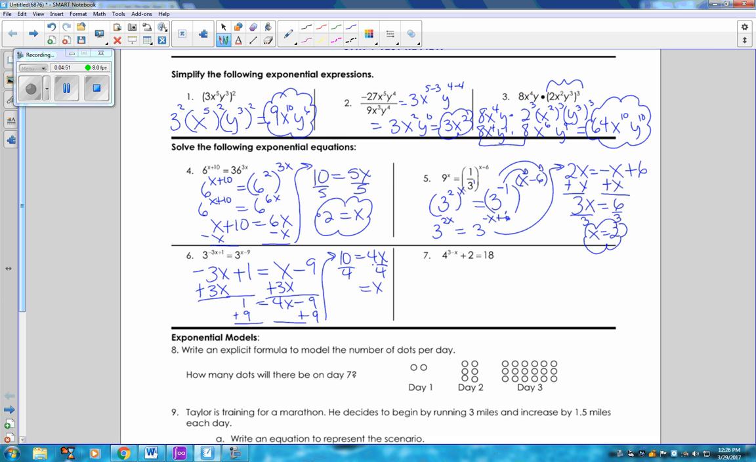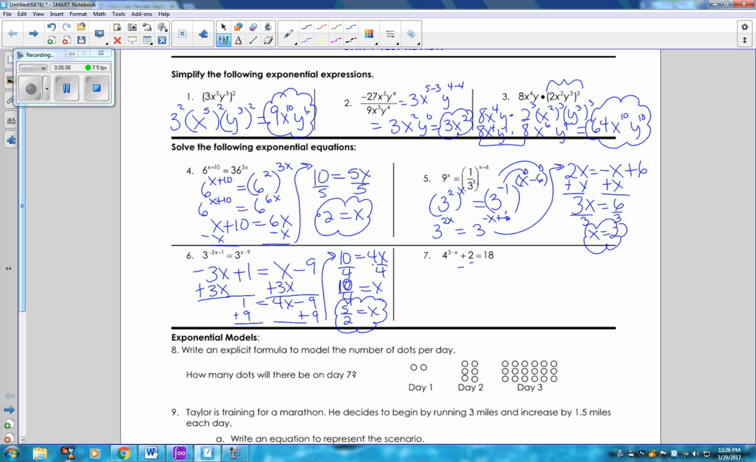And I have 10 over 4. 10 over 4, each of those can be reduced by 2. So I'm going to divide 10 by 2 is 5, 2 by 2 is 2. This would also be the same as 2.5 if you had it as a decimal.